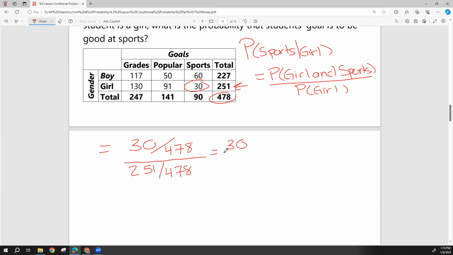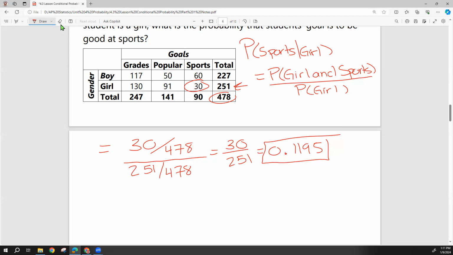And so we can simplify that fraction if we want to here. The 478s cancel. And we get a probability of 0.1195. So if we were to just randomly select a girl, the probability that that girl was most interested in sports at school is 0.1195. So about a 12% chance that that girl is most interested in sports.